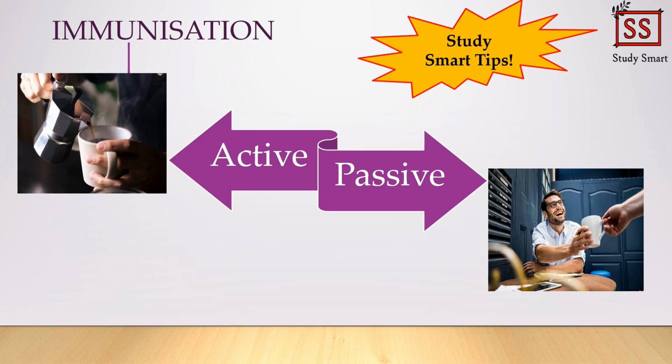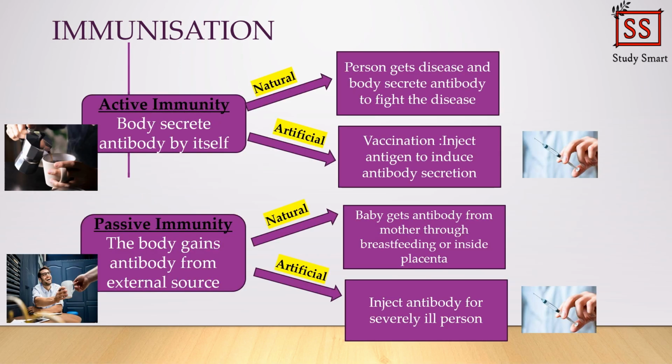There are some study tips over here. For you to remember active and passive immunization, remember active is an immunization in which you make your own cup of coffee, while passive is a type of immunization where you are asking someone else to make the coffee for you. So, how is making coffee related to body immunity?